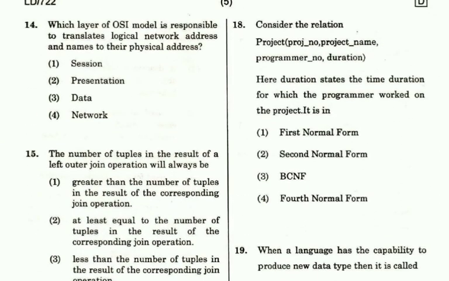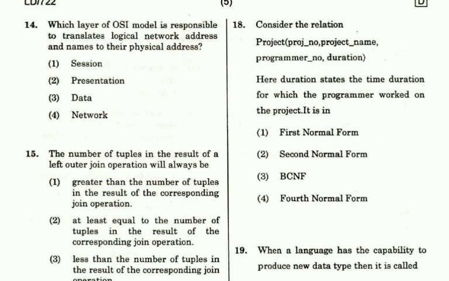Next. Consider the relation project number, project name, programmer number, duration. The duration states the time duration for which the programmer worked on the project. So it is in which normal form? So here the first normal form ensures atomic, that means indivisible values in the columns. That means each column must contain only one value.